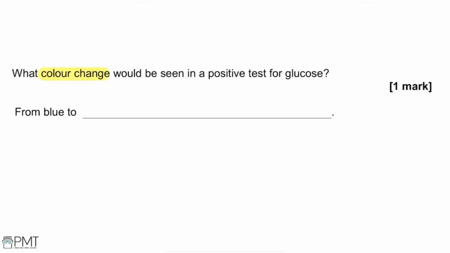What colour change would be seen in a positive test for glucose? So remember, this is the Benedict's reagent, which is blue to start off with. And the answer to this has quite a few options. So it can turn from blue to red, however it can also turn from blue to green, yellow, orange or brown. The mark scheme will allow you to answer with any of those colours.